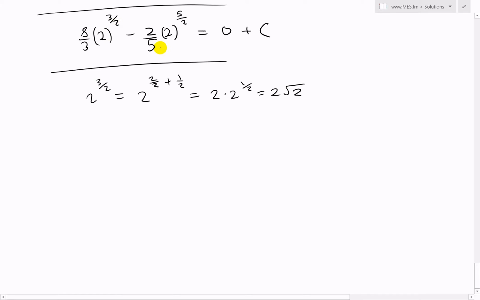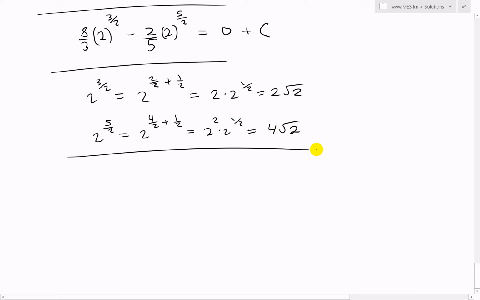And now the second part, we have 2 to the power of 5 over 2. This equals, again, 2 to the power of 4 over 2 plus 1 over 2. That's just 5 over 2. We separate it like this so that we can get rid of this 1/2. What we end up having is 2 to the 4 over 2, which is 2 to the power of 2, so 2 to the power of 2 times 2 to the power of 1 over 2, which equals 4 square root 2. So that's what we have.